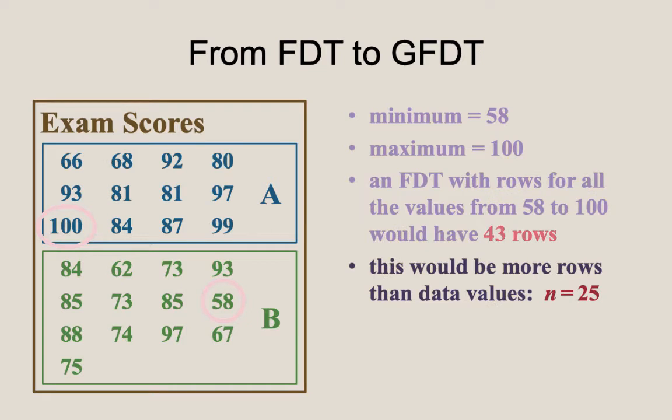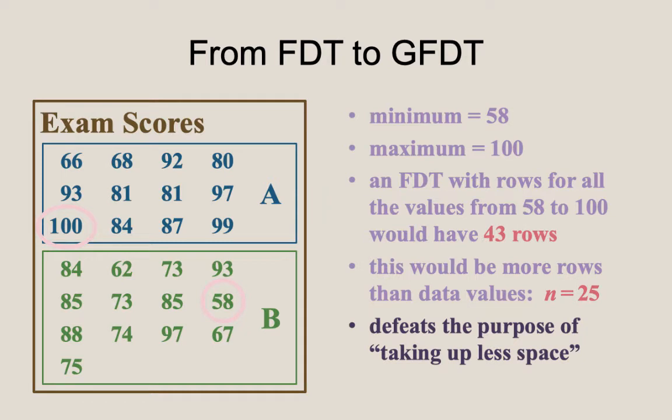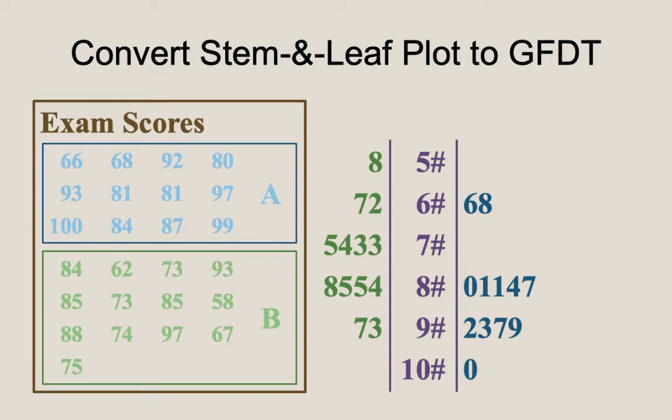Remember, the purpose of an FDT is to summarize the data in a format that takes up less space, but in this case, we only have 25 data values, and it is unclear how a table with 43 rows would provide a more concise summary of the data. Simply put, a table with 43 rows would take up far more space than actually listing out the 25 values. The FDT would defeat the purpose of a summary to take up less space. So let's build a GFDT.